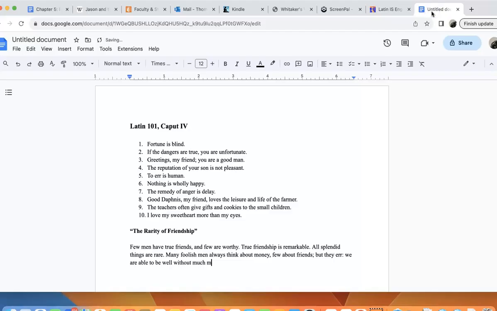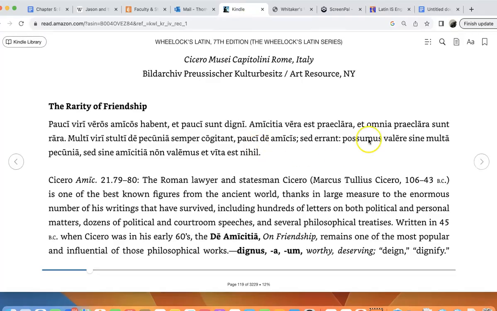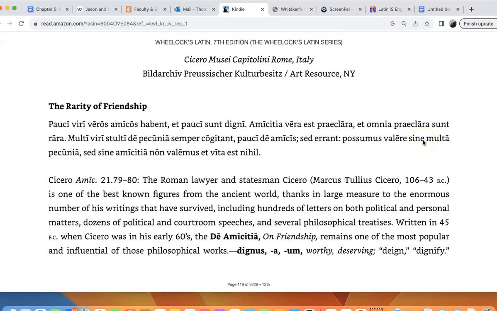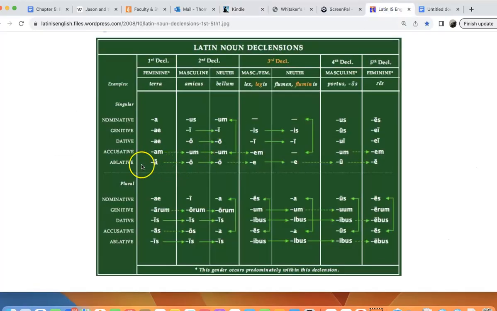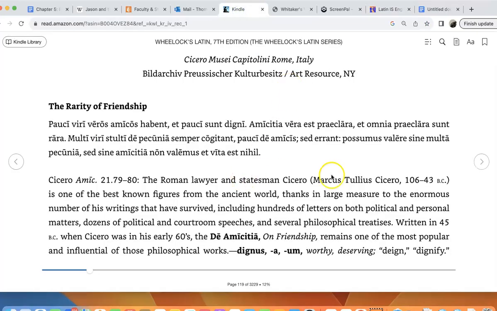Without much money. So notice we picked up the pace a little bit, so you may have to watch this part of the video a couple times. But sine means without, also followed by the ablative. We had this earlier in the book. So both de and sine are always followed by the ablative. So sure enough, first declension ablative singular is a with the macron. And then we just need to know the vocab. So we are able to be well without much money, but without friendship we are not well, and life is nothing.